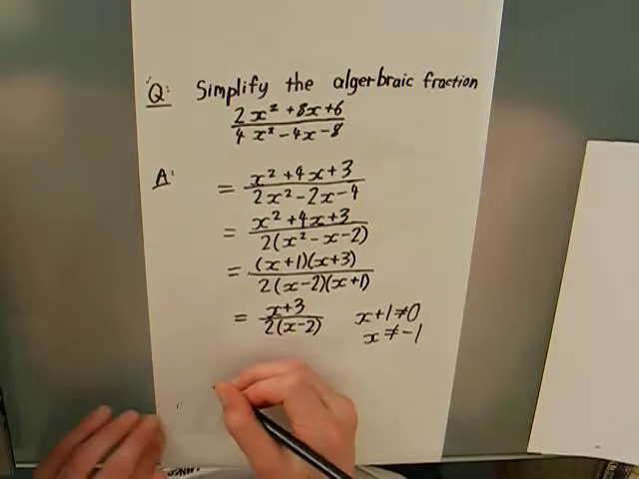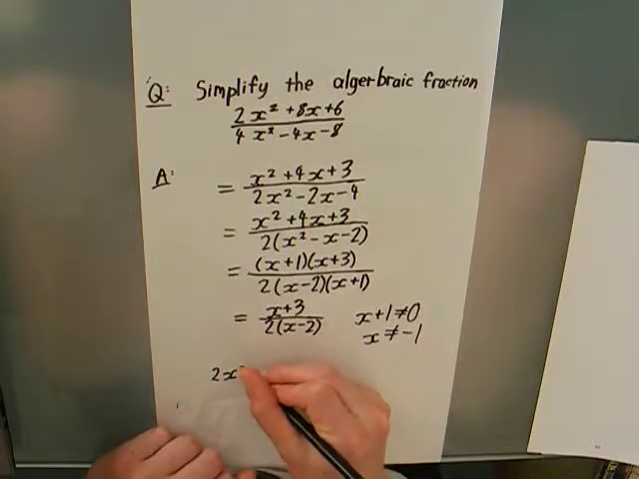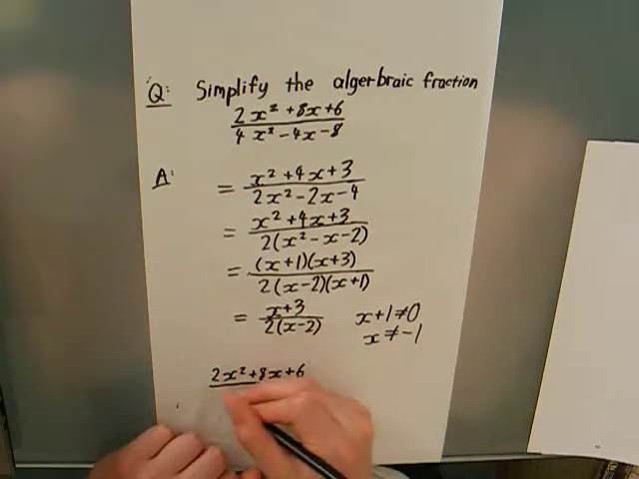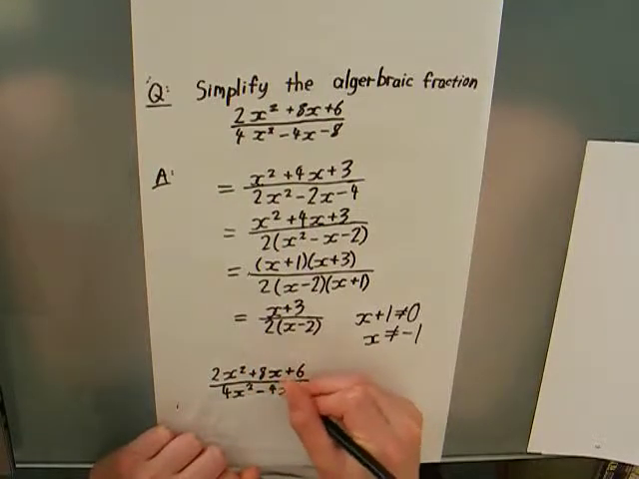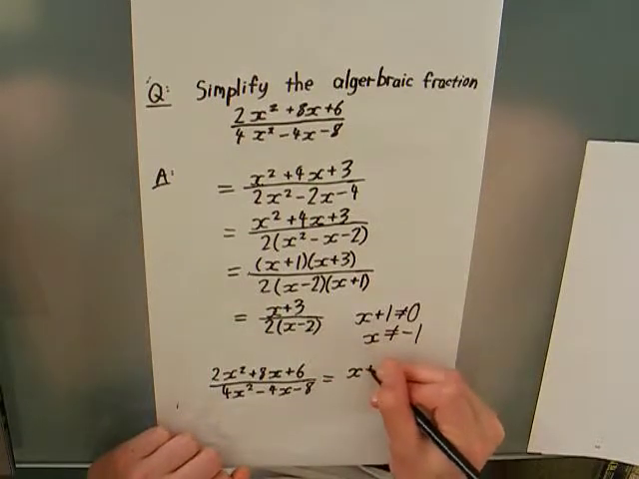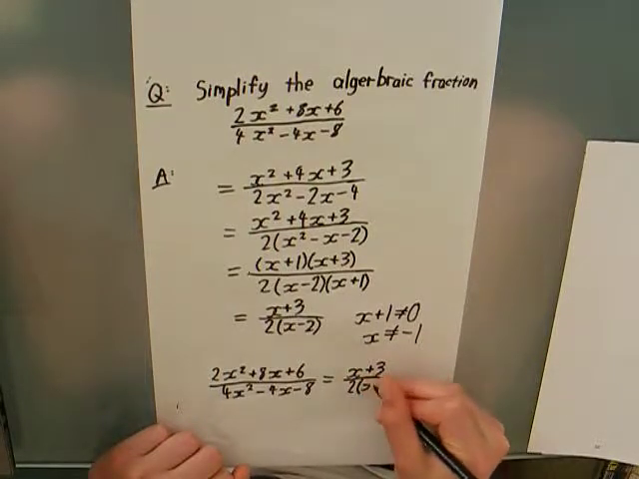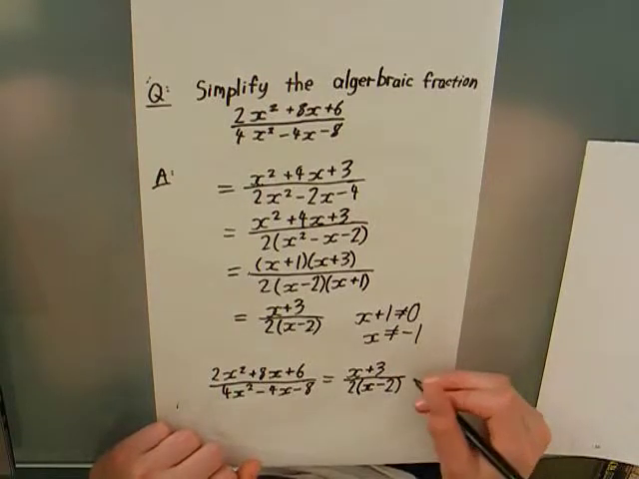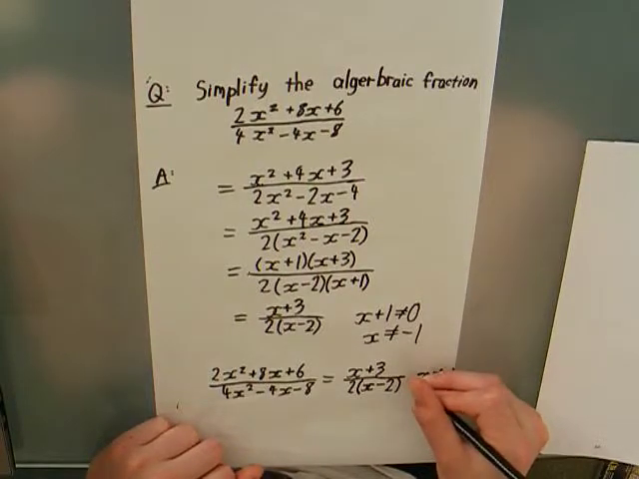So I've simplified the algebraic fraction, and I now have 2x squared plus 8x plus 6 all over 4x squared minus 4x minus 8 equals x plus 3 over 2 times x minus 2, with the condition x not equal to minus 1, and I would always put a comma before the condition.